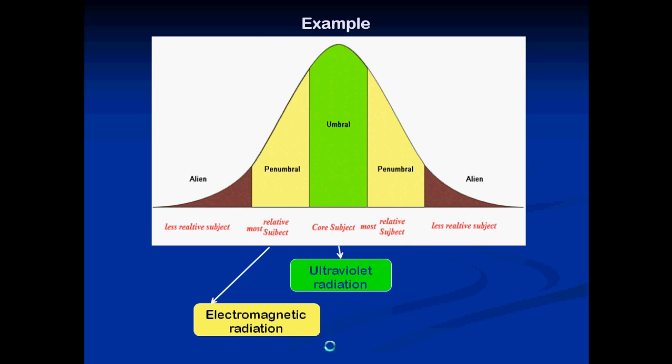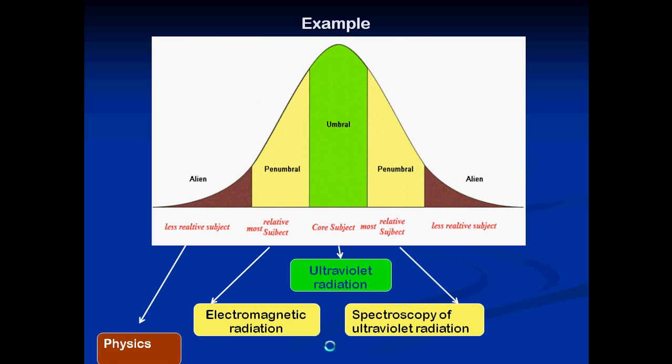Most relative subjects to this can be electromagnetic radiation and spectroscopy of ultraviolet radiation, and less relative subjects are physics and electricity. So under align we are getting physics and electricity, penumbral, that is the most relative subject, electromagnetic radiation and spectroscopy of ultraviolet radiation, and the core subject is ultraviolet radiation.